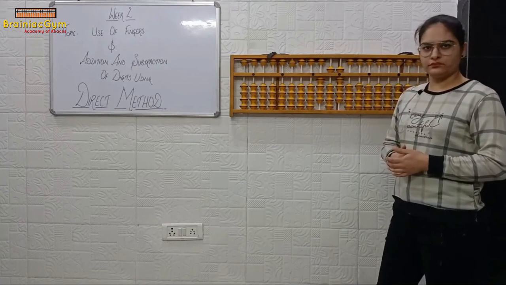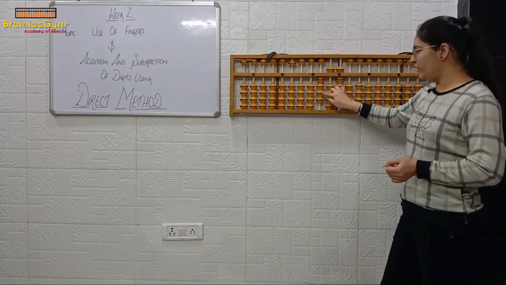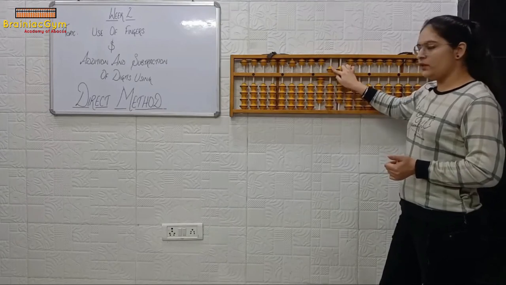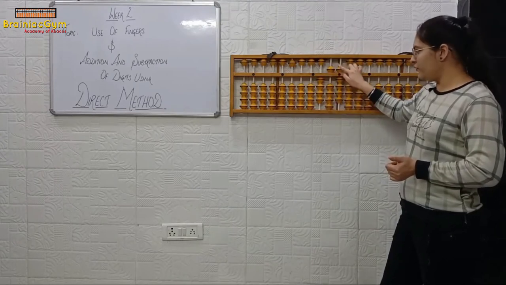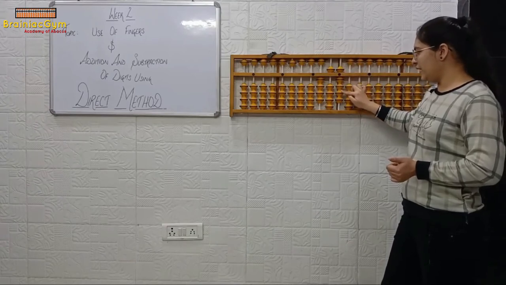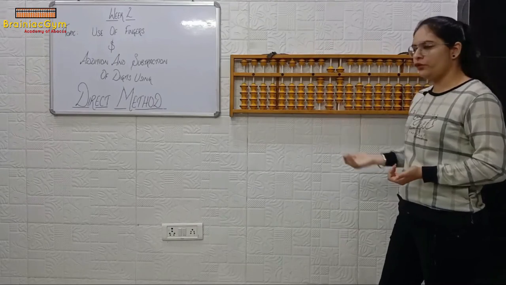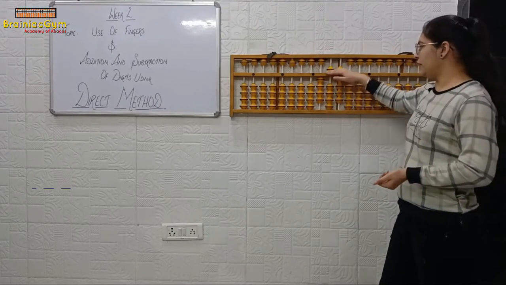Now, first 100 place. 1, 2, 3, 4. At 10's place, 5. 1's place, 5, 6, 7, 8, 9. Answer 4, 5, 9 or 459.